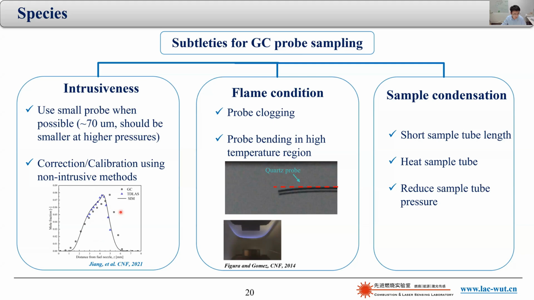One way to correct this, which is what we did in our lab, is to compare these results with non-intrusive methods, for example, the laser absorption spectroscopy I just mentioned. So here you can see two profiles. One is measured by GC, the other is measured by optical methods, and you can see clearly a shift, which you can correct afterwards by comparing the two data sets.